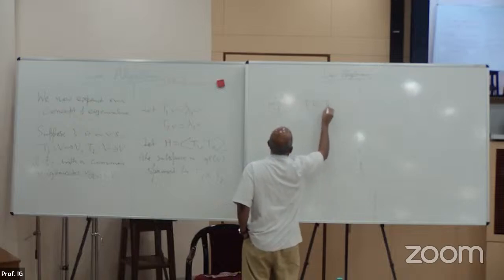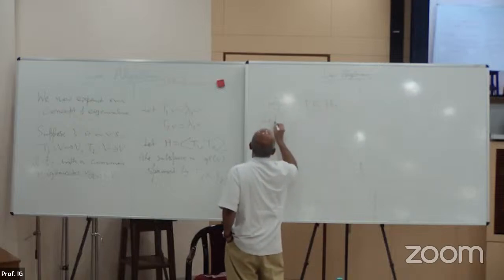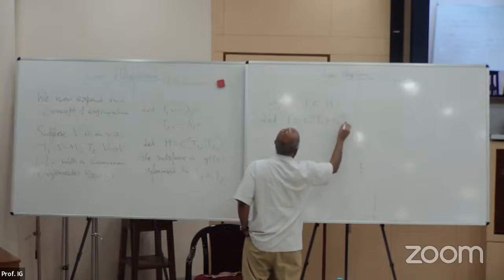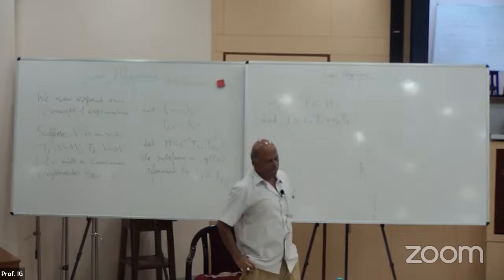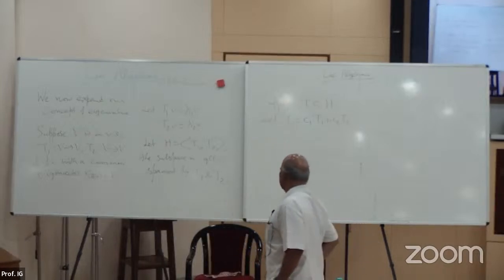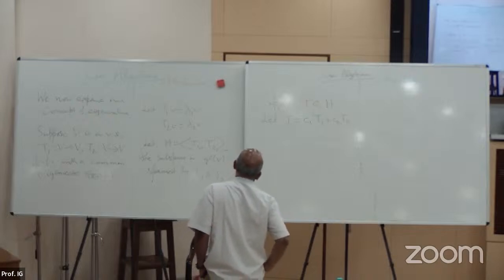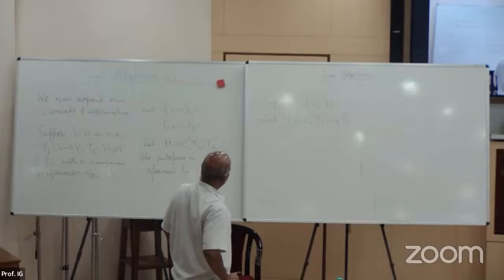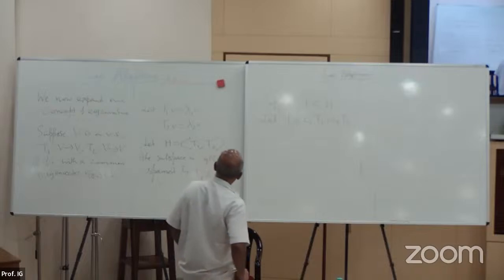So suppose T is some element in H. Let us say T is C1 T1 plus C2 T2. Okay, we take some element which is a linear transformation in H. So it's a linear combination of T1 and T2. Let us say it is C1 T1 plus C2 T2. What happens to TV?